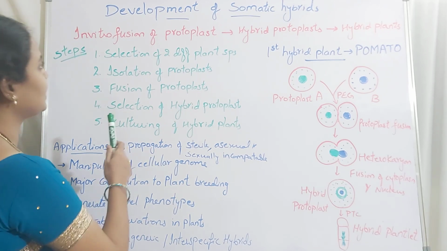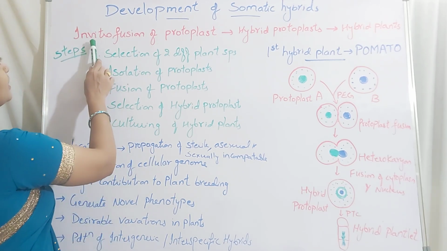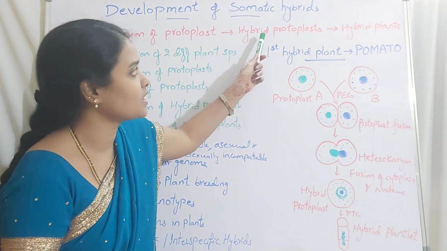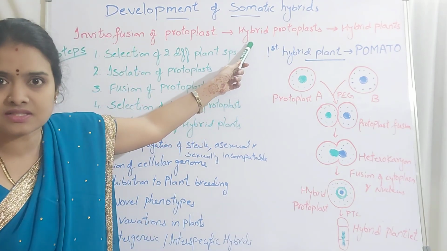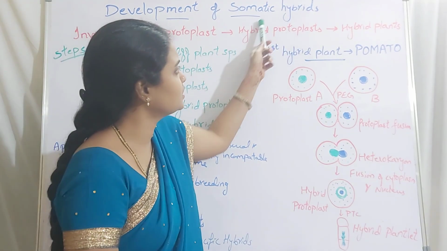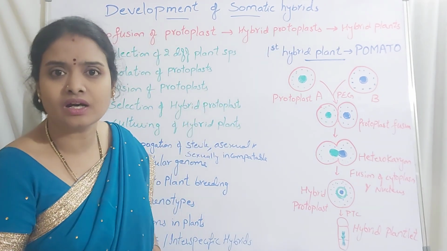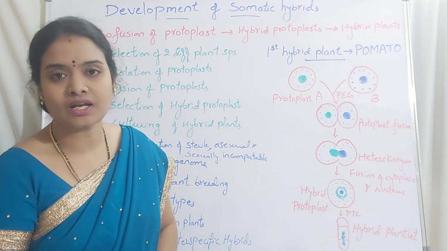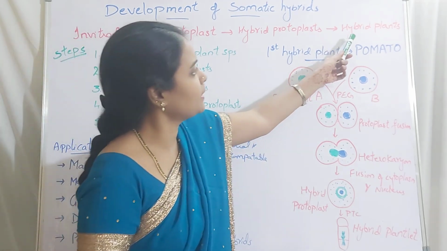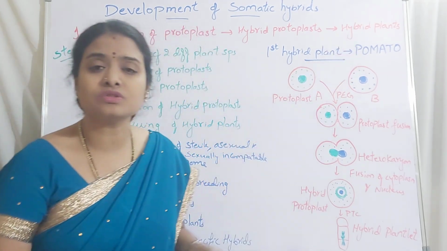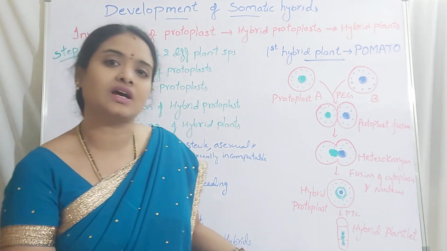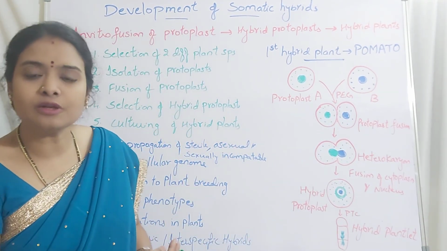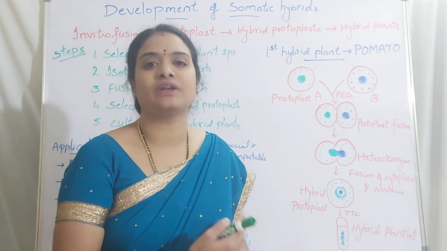So the somatic hybridization process is an in vitro fusion of protoplasts in order to produce hybrid protoplast cells. When these are cultured in plant tissue culture media, they result in the production of hybrid plants, right? Now why are we going to produce a hybrid plant when we have the natural habitat? Because we want a single plant to have more beneficial characters.